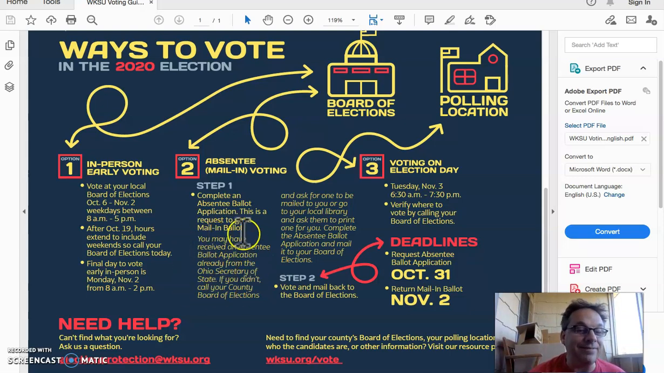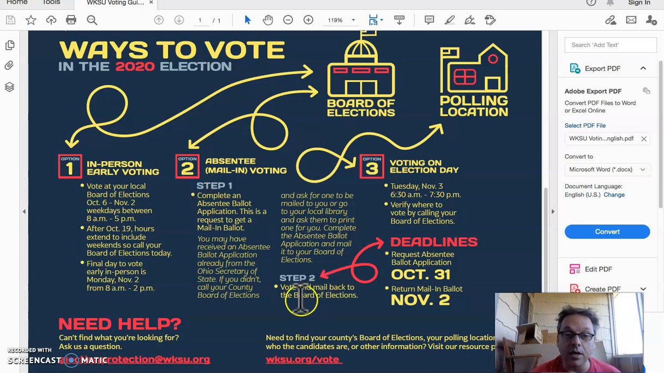So you might have received one of these already, but perhaps it got lost. Perhaps you get, like I do, a lot of junk mail, and you don't know where it is. No worries, right? You can call the County Board of Elections, right? We saw their website with the phone number. You might also go to the local library. So you can go to the Summit County main branch of the library or one of the other branches and ask them to print one for you. Complete this application and mail it to the Board of Elections. On the website we saw would be the address, right? You might also have the address on the application.